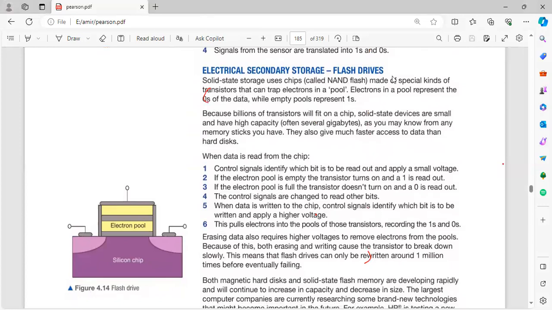Okay, now see this one, flash drive. Yes, Taha, go through this one from here till here.